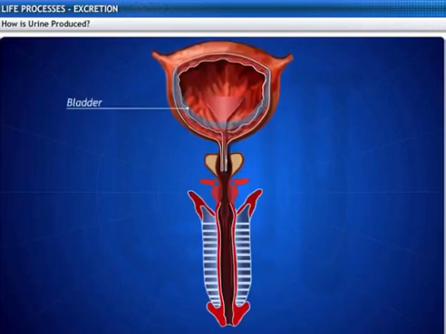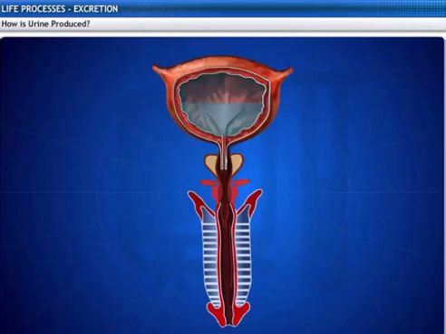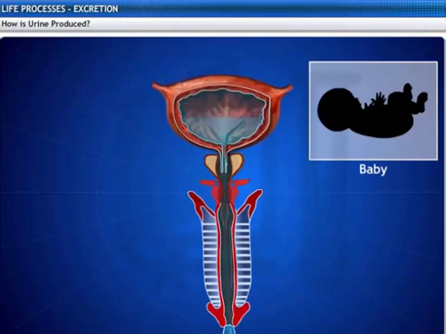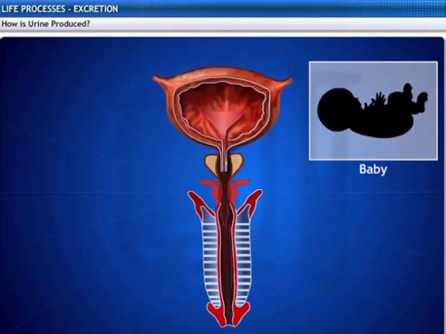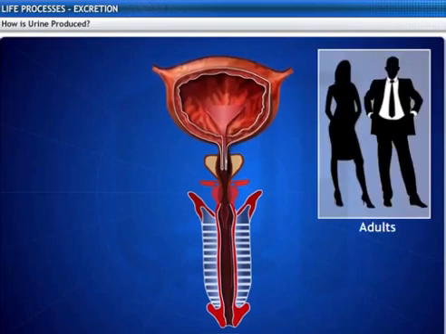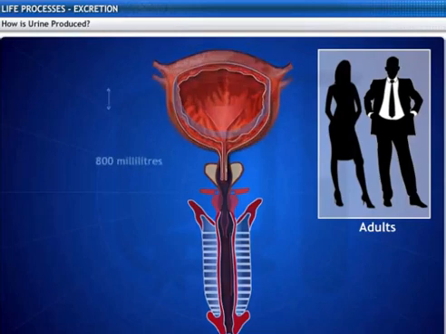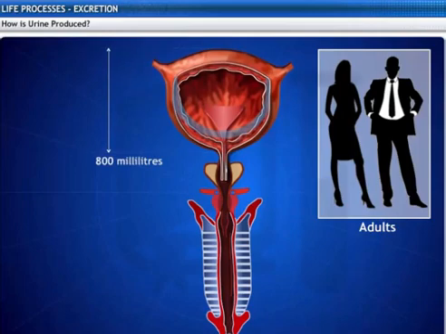The bladder is muscular, so it can expand to store the urine until it is disposed of. The muscles in the bladder make it open up automatically in babies when the bladder is half full. Adults can control these muscles. An adult bladder can hold about 800 milliliters of urine.